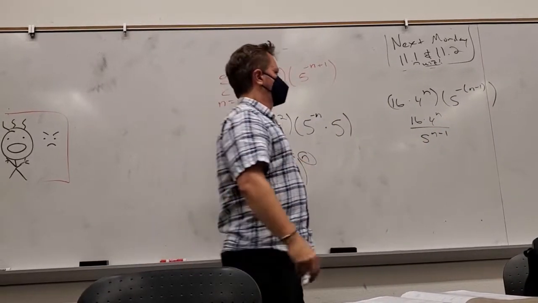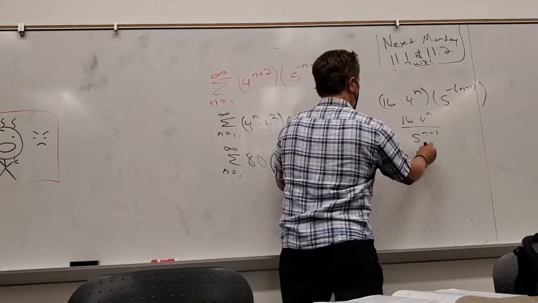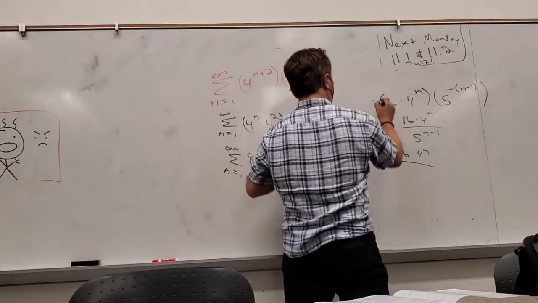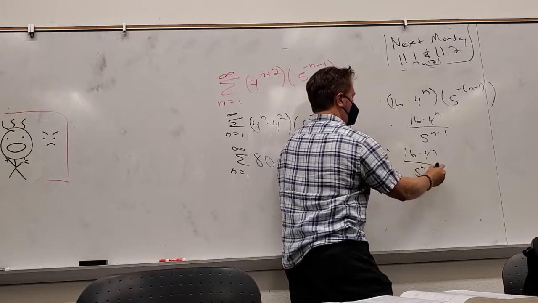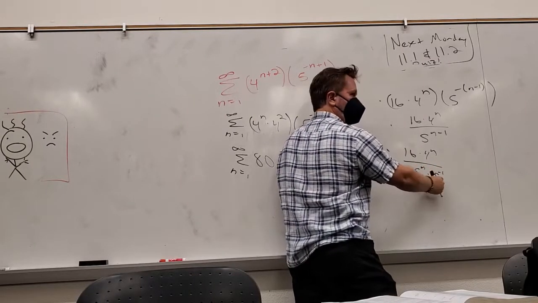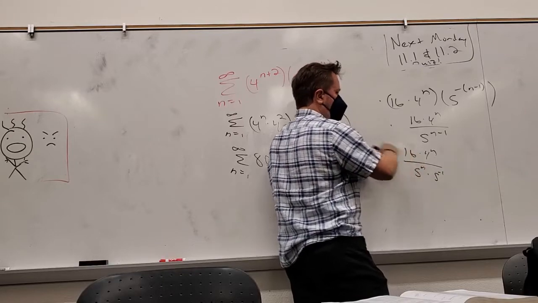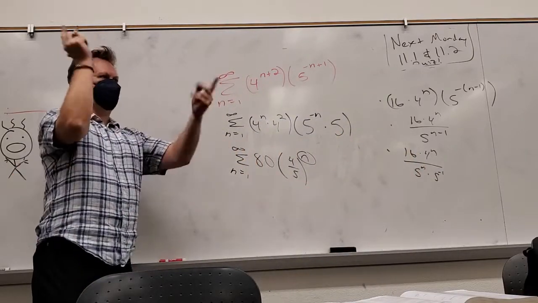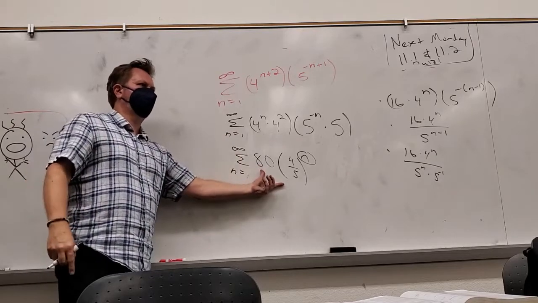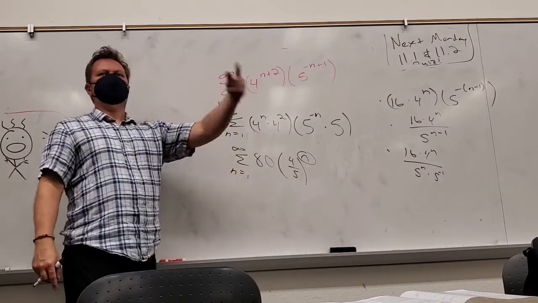So this will be 16 times 4 to the n over, and of course the sum should be here and here and here, but skip it. Over 5 to the n times 5 to the negative 1. 5 to the negative 1, flip it. 5 times 16 is 80. You're right back here. So I don't care which way you tear that apart, you're going to end up here. Unless, of course, you do something wrong.